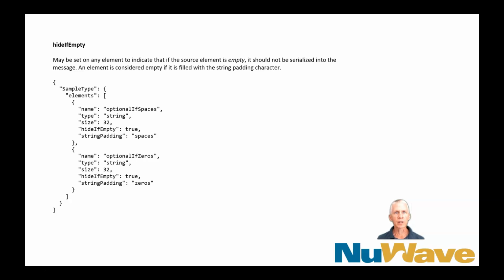So here's an example of a LightWave client schema with the hideIfEmpty property set on 2 elements. Here, if the optionalIfSpaces element is filled with spaces, it won't be serialized into the message because hideIfEmpty is set to true and the string padding is set to spaces. Similarly, if optionalIfZeros is filled with zeros, hideIfEmpty is set to true, so it won't be serialized either.